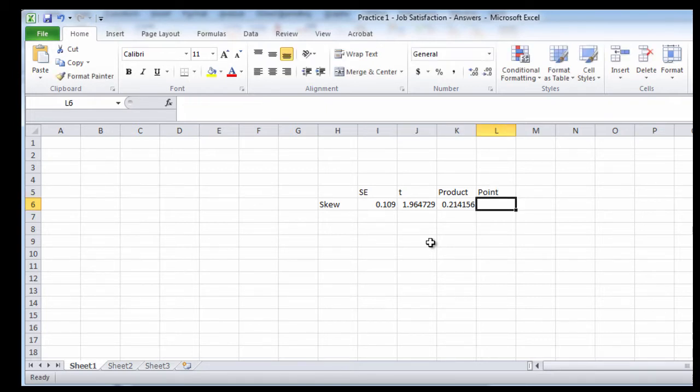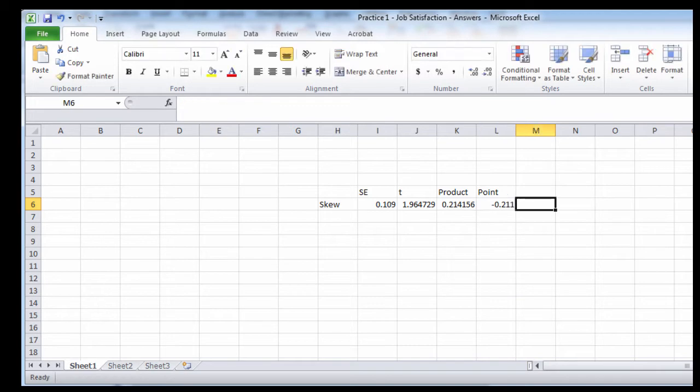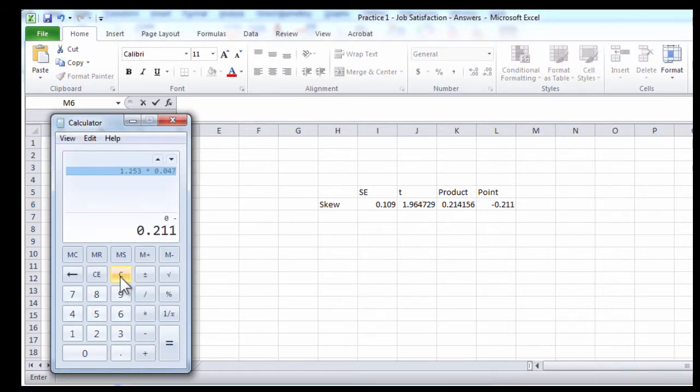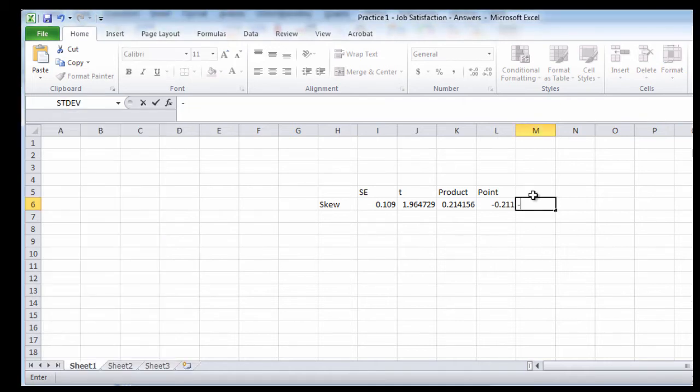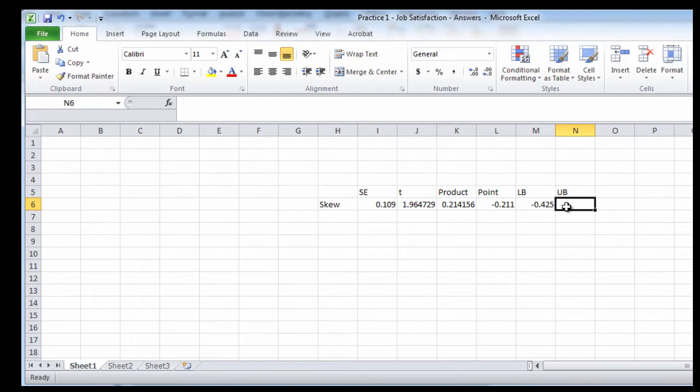And what is the point estimate for skew? It is negative 0.211. Once we have the negative 0.211, we can add and subtract this value in order to get the confidence intervals associated with the result. So we have negative 0.211, which is the skew point estimate, and we subtract 0.214, and that gives us negative 0.425. So that's the lower bound, and then the upper bound is adding 0.214 to negative 0.211, and we get negative 0.21.